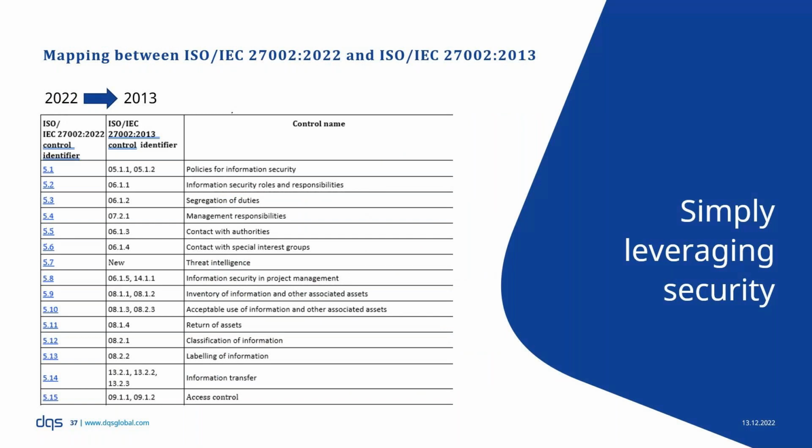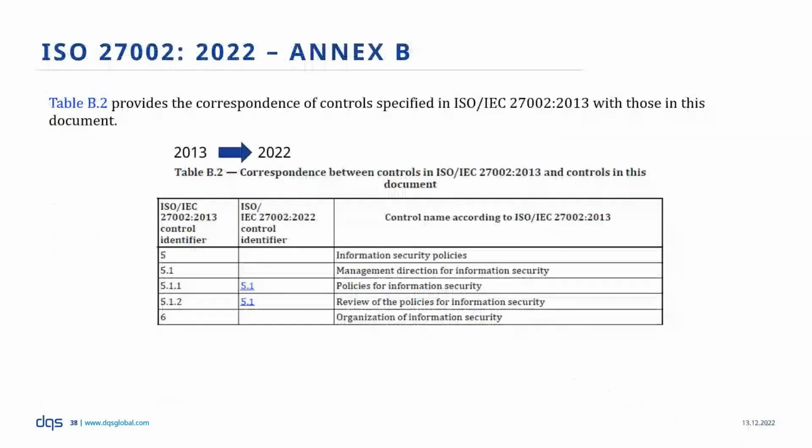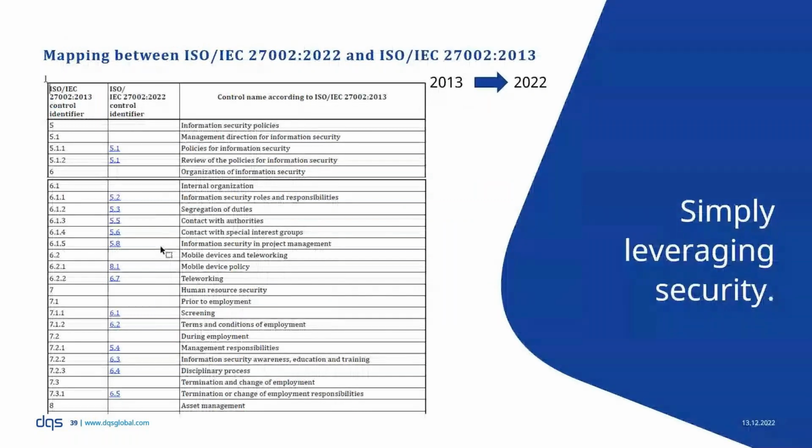This is a larger view of the first page of the table B.1. See how they have indexed it in the first column for 27002 numbering. The table B.2 provides the correspondence of controls from 2013 to 2022. This is a larger view of the first page of the table B.2. Note how they have indexed it for the 2013 edition of the standard.